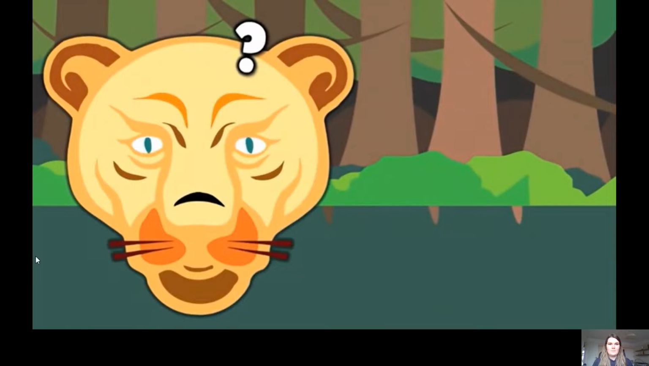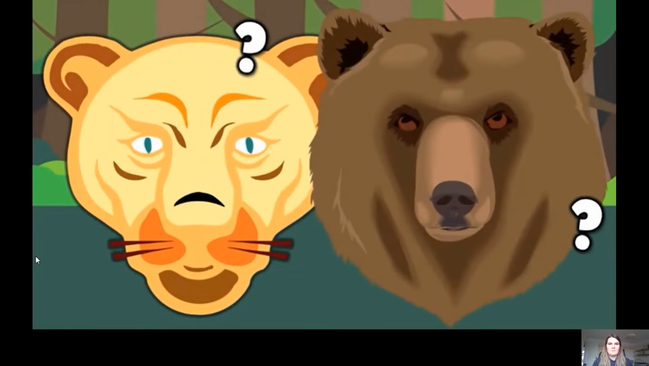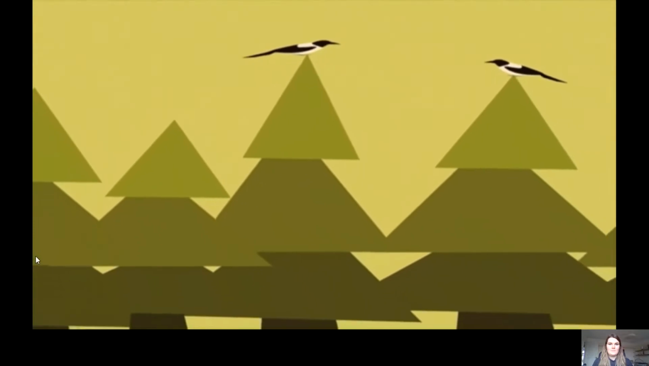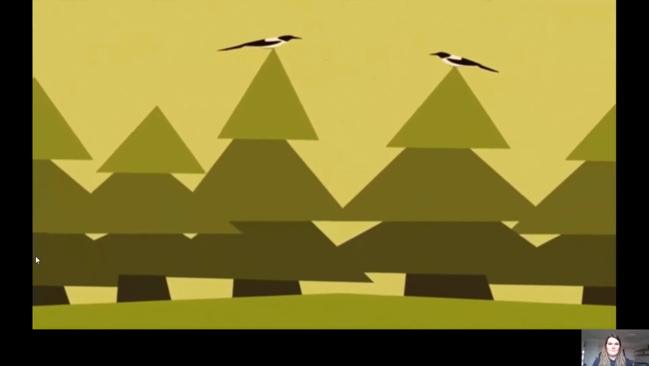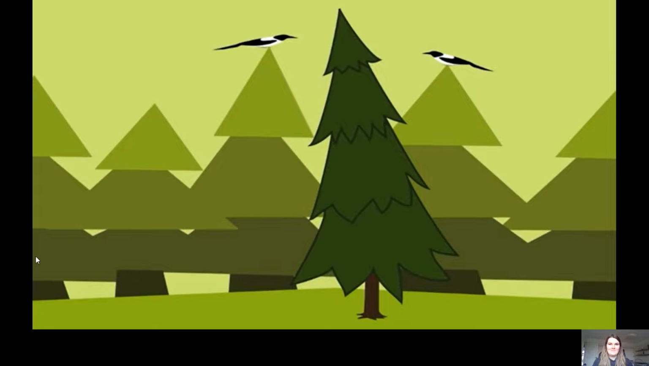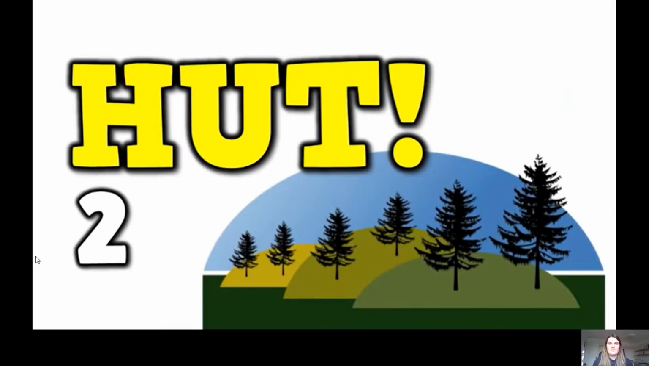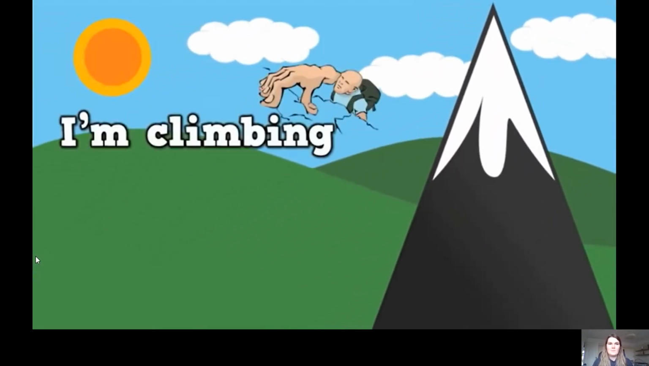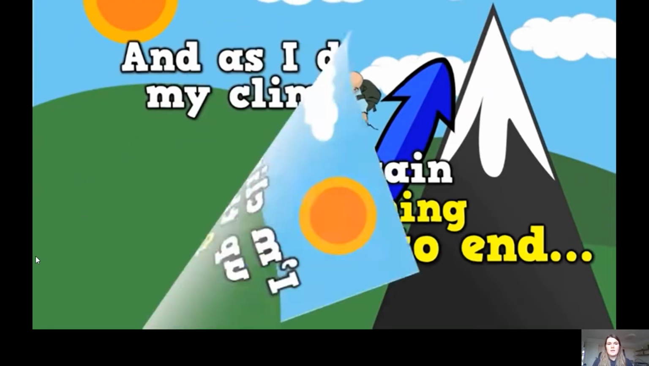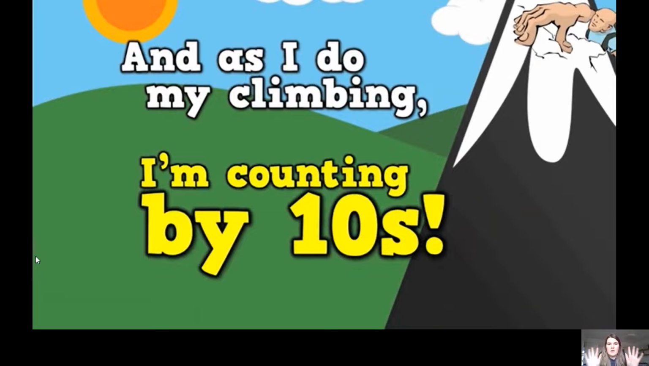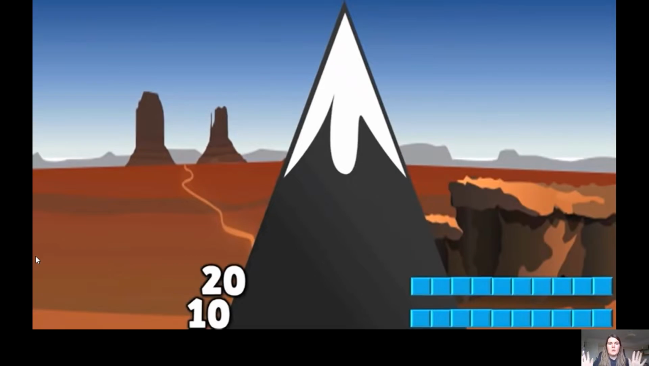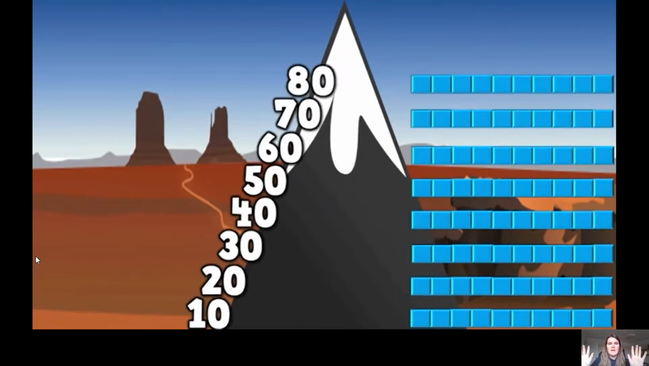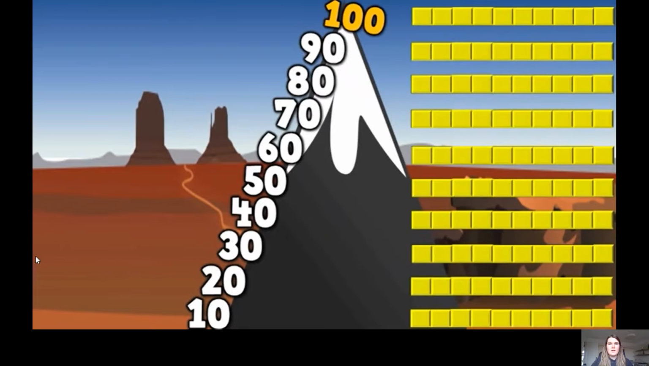Whoa, did you see that mountain lion? Or was it a bear? Let's be sneaky and find out. Shh, quiet. Shh. Oh, never mind, it was just a pine tree. Let's keep hiking. Hut, 2, 3, 4. I'm climbing up this mountain from beginning to end. And as I do my climbing, I'm counting by tens. 10, 20, 30, 40, 50, 60, 70, 80, 90, 100.